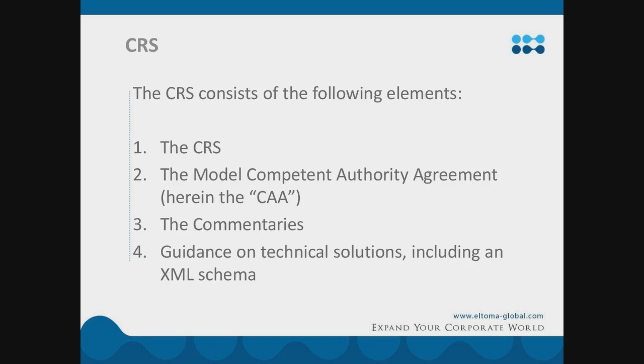The common reporting standards itself consists of the following elements. The common reporting standards, then secondly, the model competent authority agreement, the so-called CAA, the official commentaries to the common reporting standards, and finally, the guidance on technical solutions, including an XML schema to be used for exchanging the information, and standards in relation to data safeguards and confidentiality, transmission and encryption.